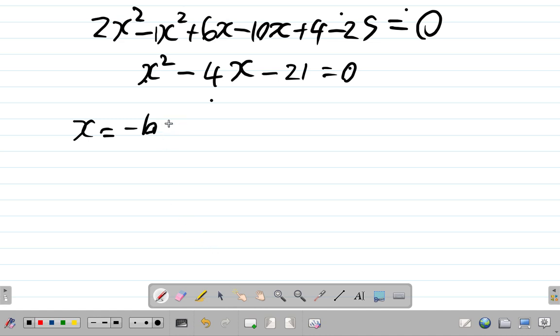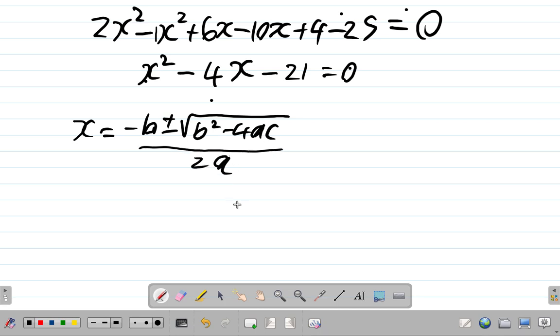Alright, good. Negative b plus or minus the square root of b squared minus 4ac all over 2a. Right? When you look at the formula, that is it. Now, if you're going to use the formula, you have to properly identify a, b, and c. So you're going to have to say a equals, b equals, c equals. Look at this and tell me what a is.